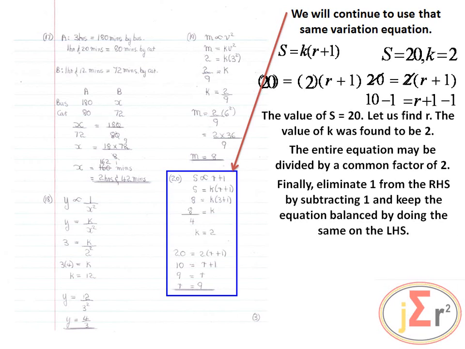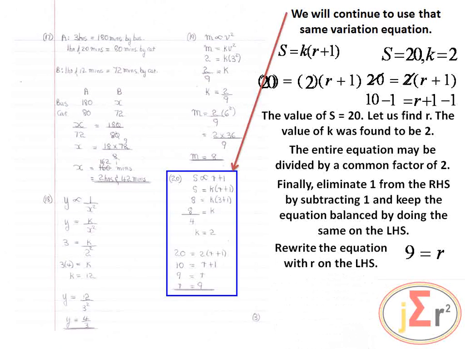So 10 minus 1 is equal to 9. And the 1 will be eliminated from the right hand side. So 9 is equal to r, and rewrite the equation with r on the left hand side. R is equal to 9.